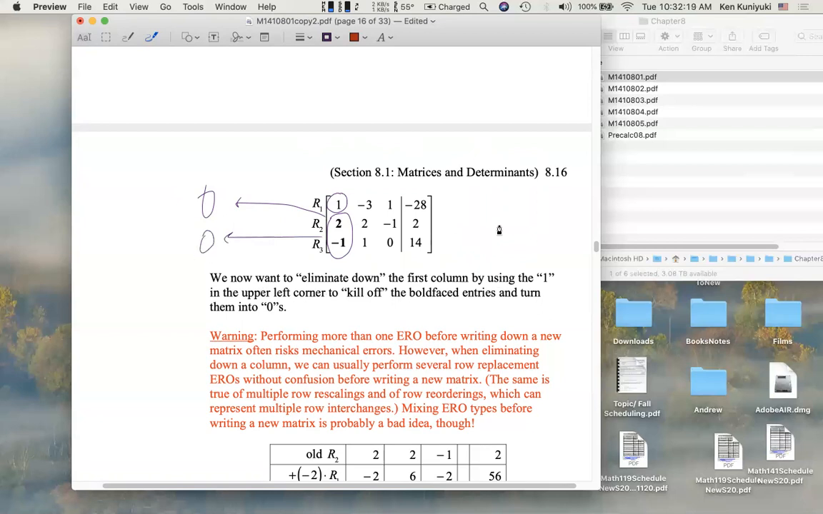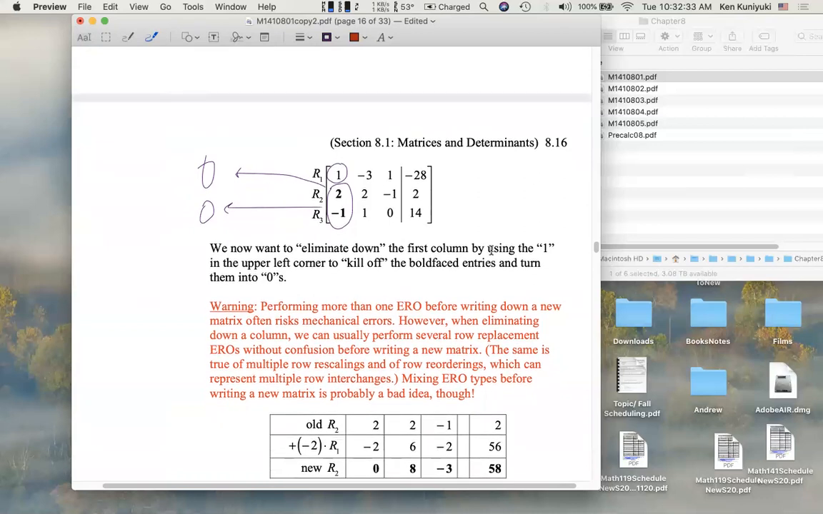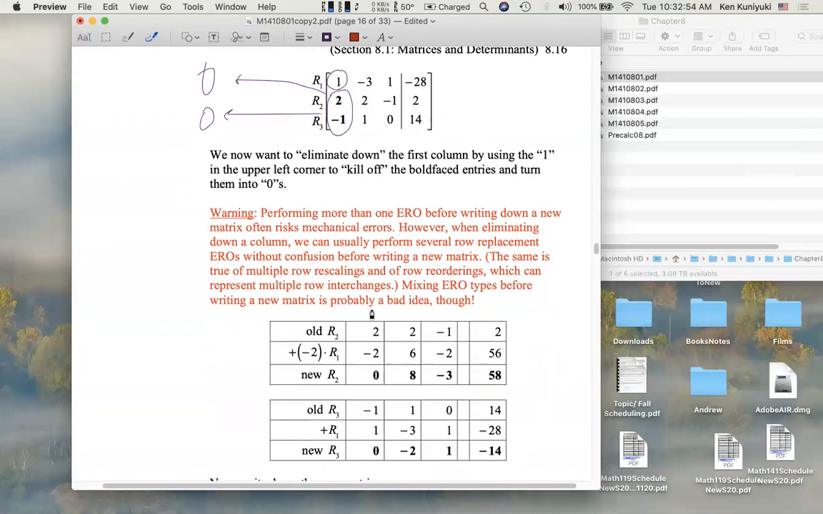How do we do that? We're not allowed to multiply by 0. I don't see how switching is going to help us. So we're going to have to do that rescaling and addition method. Now, normally, we don't want to do too many operations before we write a new matrix, but you can perform the same type of operation multiple times if you're careful. So for example, we can do that rescaling and addition method to eliminate down this first column. We can make that a 0 and make that a 0. We can perform those operations before we write the new matrix.